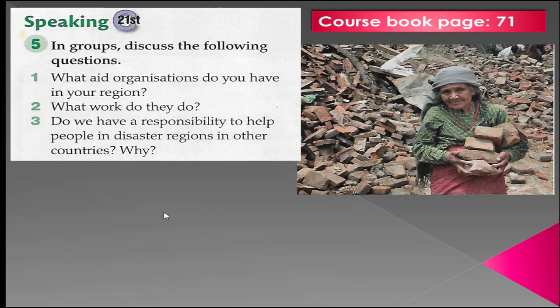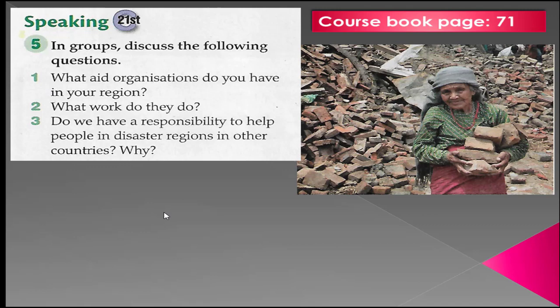So what work do they do? If you know any information about the activities that organizations here in the UAE do, please write them down. What do they do? Do they help people who are affected by disaster? Do they give money to people? What do they do?